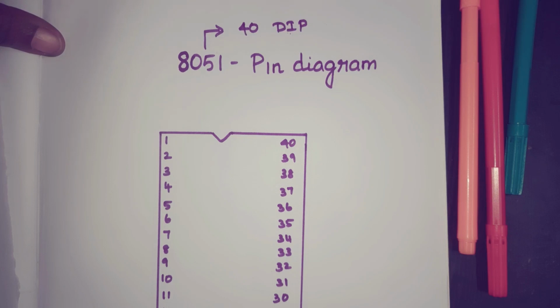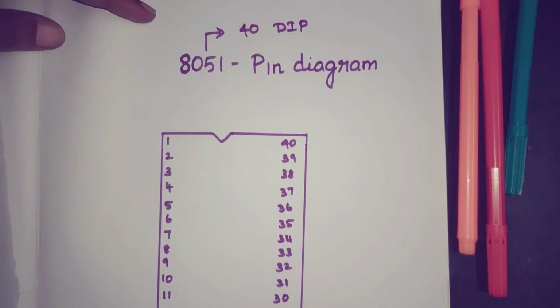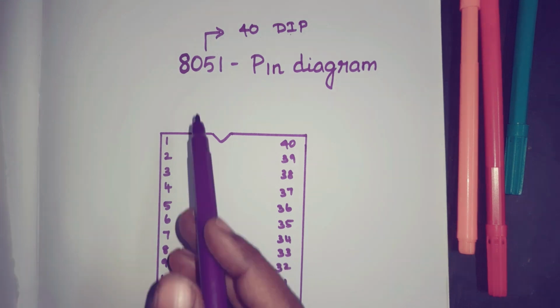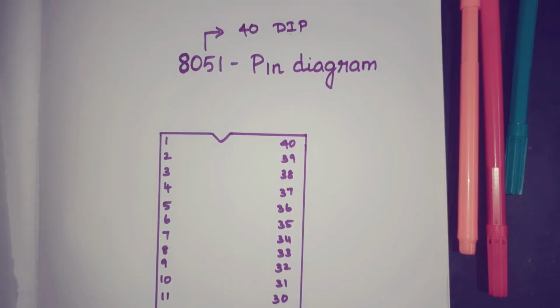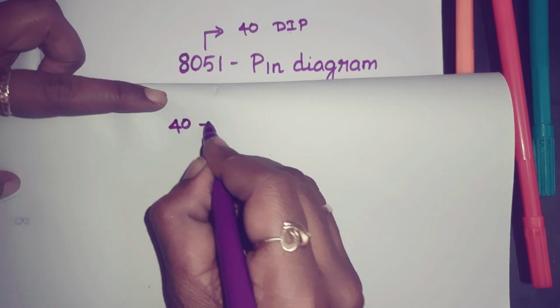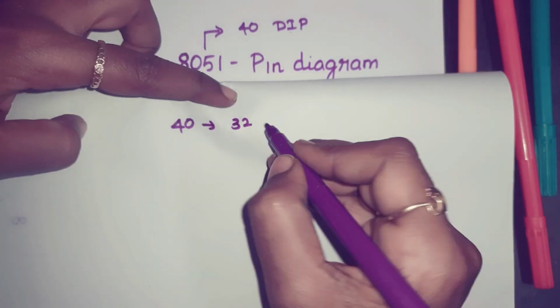In this video, we'll discuss the pin details of 8051 microcontroller. It is a 40-pin IC and it is available in dual package. Let us see the pin details of this IC. Out of these 40 pins, 32 pins are bidirectional IO pins.